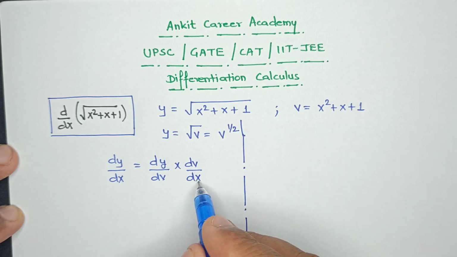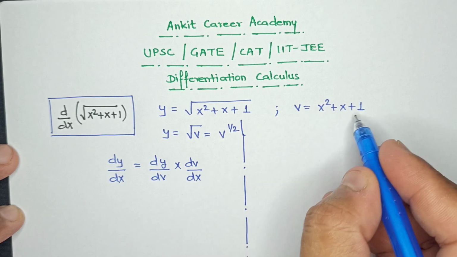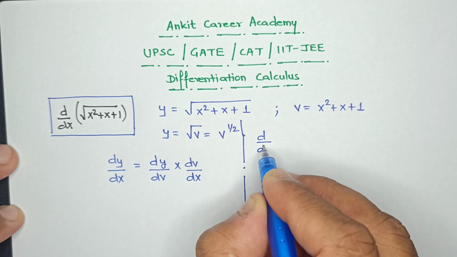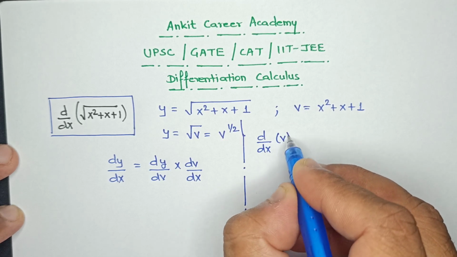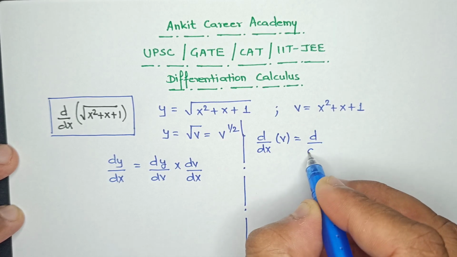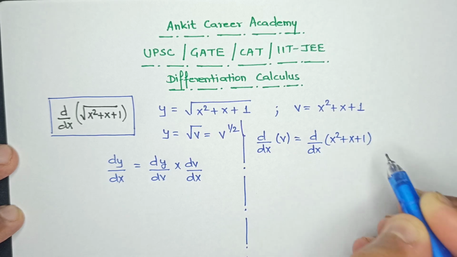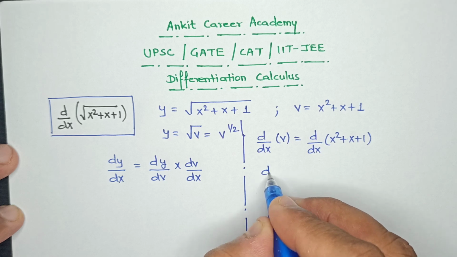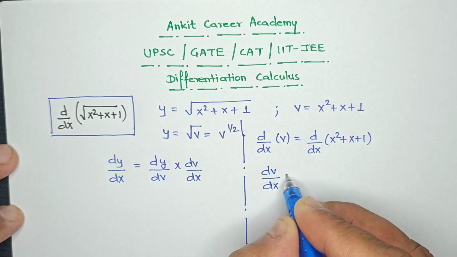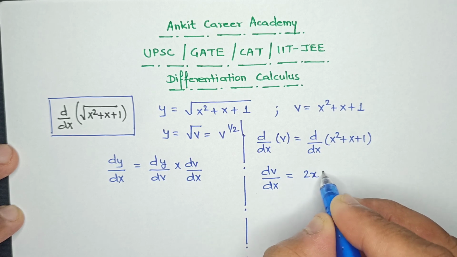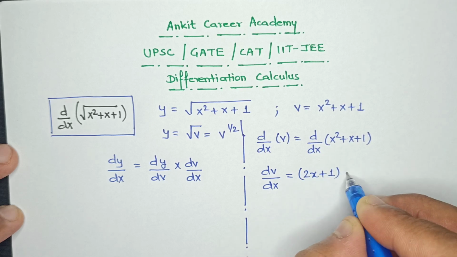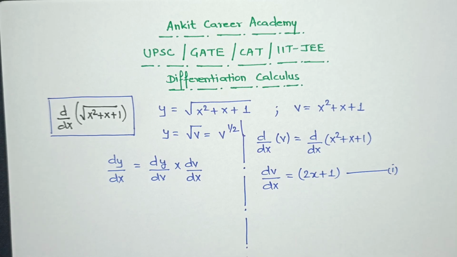So the first thing that we need is dv by dx. Now the value of v is this, so let us use the operator on both the sides. So d by dx of v is equal to d by dx of x square plus x plus 1. So that means the value of dv by dx is equal to 2x plus 1. And let us say this is equation number 1.